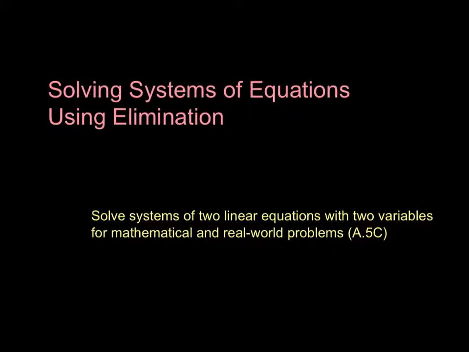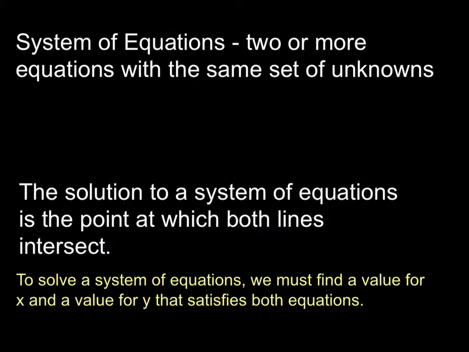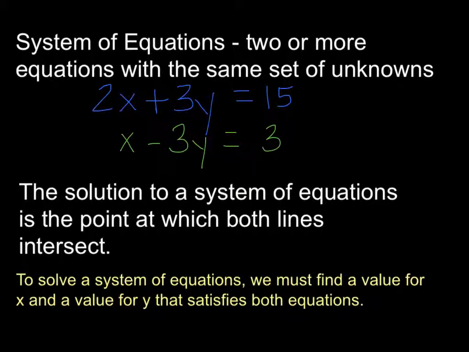In this video, we will be solving systems of equations using the elimination method. So recall that a system of equations are two or more equations with the same set of unknowns. For example, these two equations, 2x plus 3y equals 15 and x minus 3y equals 3, would be considered a system of equations. Notice they are both written in standard form. Typically, when we use the elimination method, we write the equations in standard form.